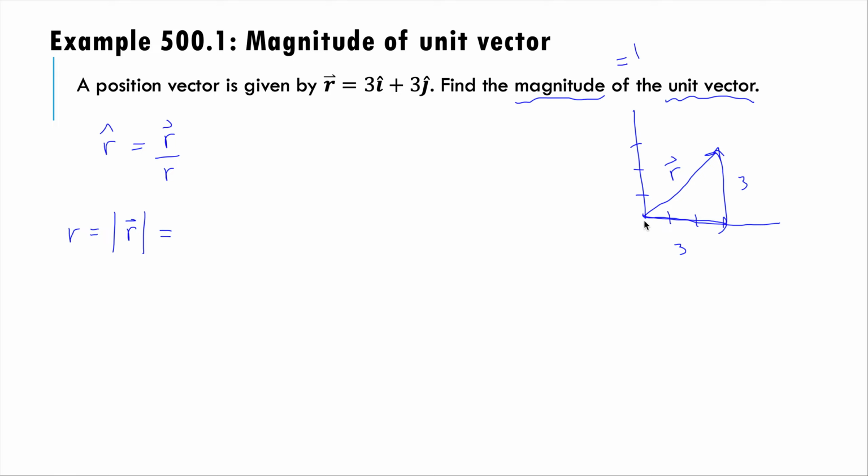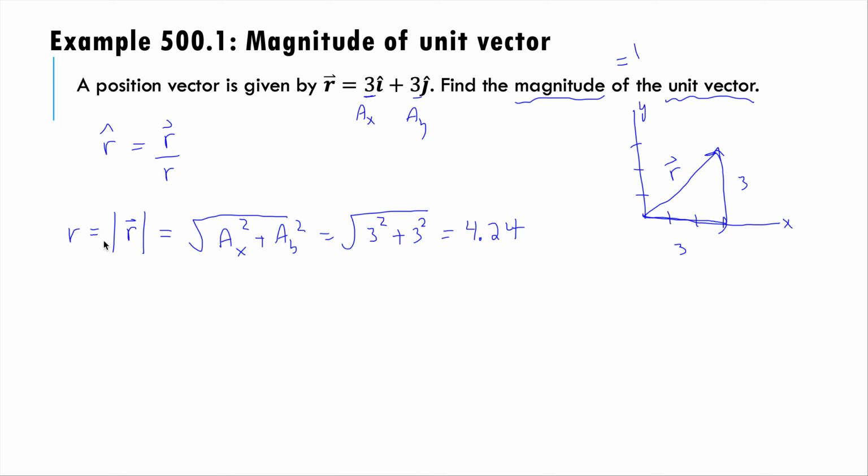Well, we know that the magnitude of vector r is just this hypotenuse of this triangle, and that we have to use the Pythagorean theorem. So the magnitude is just going to be the x component, call this ax, call this ay, right, because this is the x and y axis. So it's just going to be the square root of ax squared plus ay squared. So it's going to be the square root of 3 squared plus 3 squared. That's going to give us about 4.24.